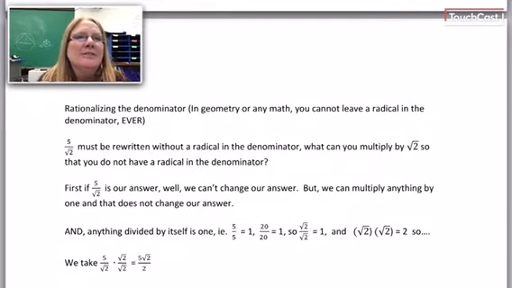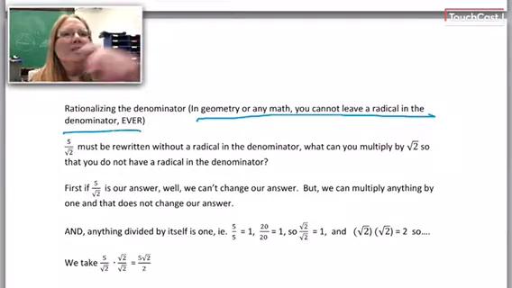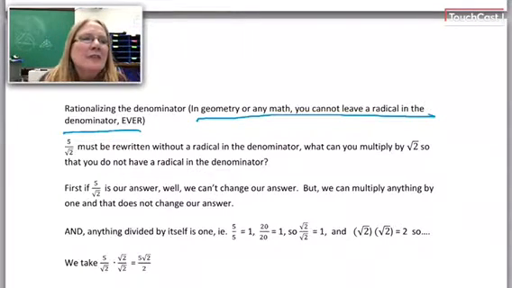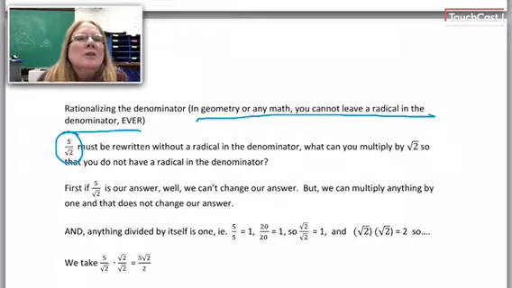Rationalizing the denominator is the name of what we're going to do. The main thing is in geometry or in any math, you can never leave a radical in the denominator, ever. Every teacher is going to mark it wrong. You can't do it. So you might get an answer that looks like this: 5 divided by the square root of 2. That may well be the correct answer, but you cannot leave it that way. So what do we do? We want to change it so that's not there.